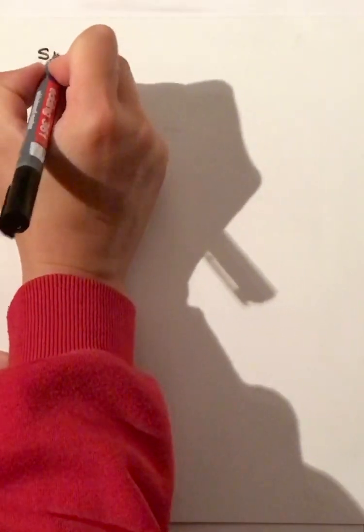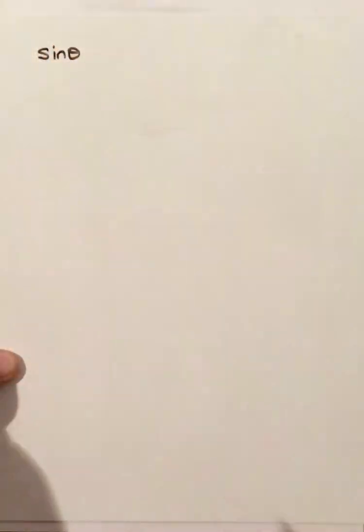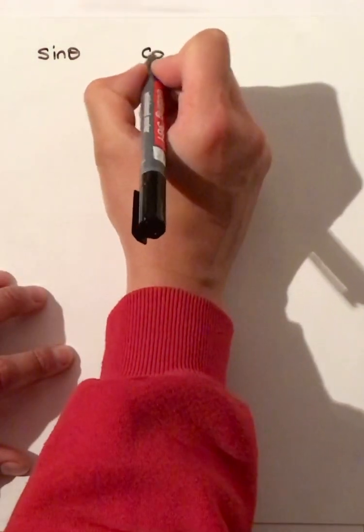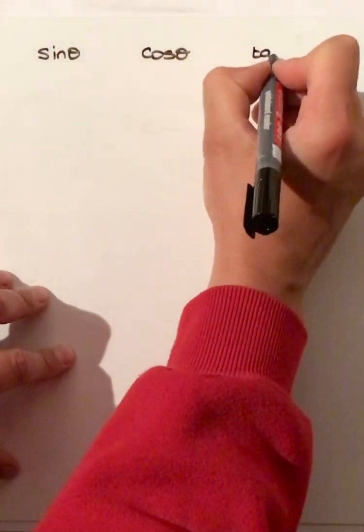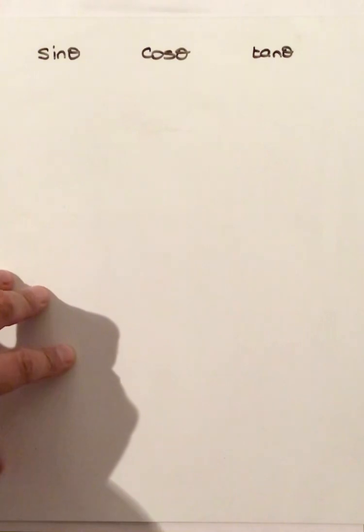Today we're going to look at the reciprocal trigonometric functions. So we currently know about sine theta, which is the opposite over the hypotenuse in a right angle triangle relative to the angle theta. We've got cos theta, which is the adjacent over the hypotenuse, and we've got tan theta, which is opposite over the adjacent.